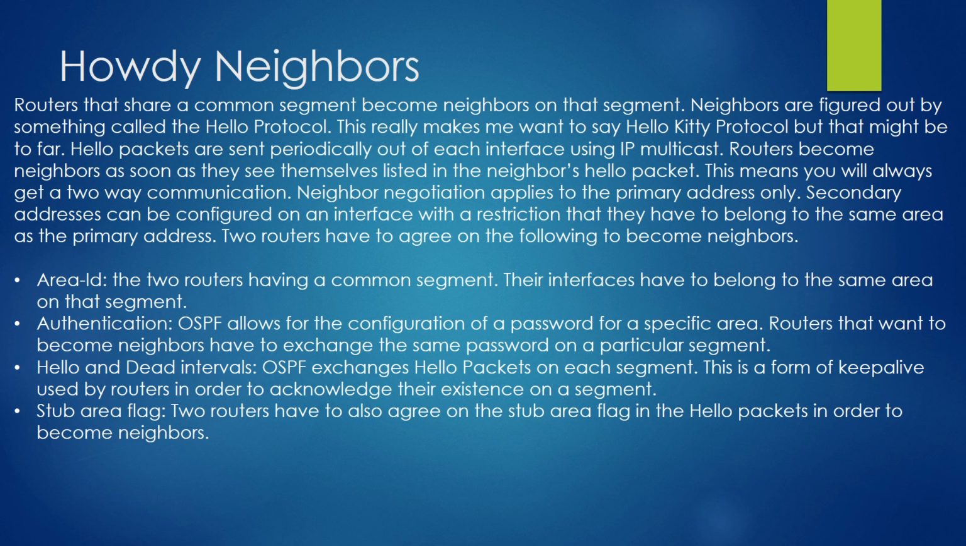Two routers have to agree on the following to become neighbors. Area ID. The two routers having a common segment, their interfaces have to belong to the same area on that segment. Authentication. OSPF allows for the configuration of a password for a specific area. Routers that want to become neighbors have to exchange the same password on a particular segment. Hello and dead intervals. OSPF exchanges hello packets on each segment. This is a form of keepalive used by the routers in order to acknowledge their existence on a segment. And finally, stub area flag. Two routers have to also agree on the stub area flag in the hello packet in order to become neighbors.